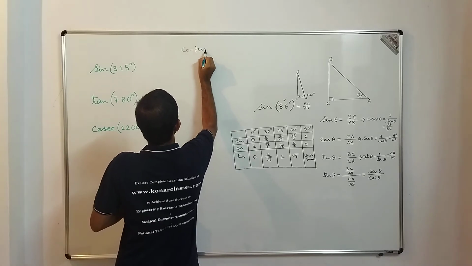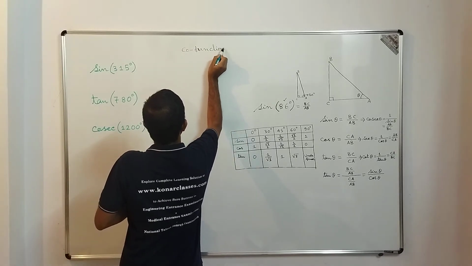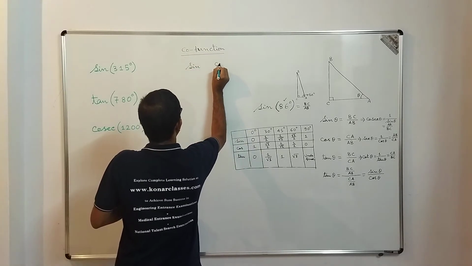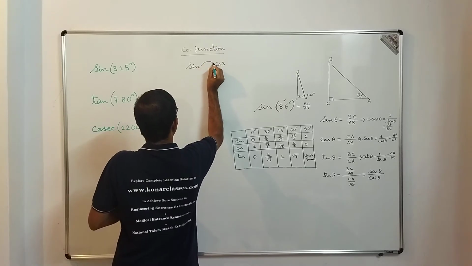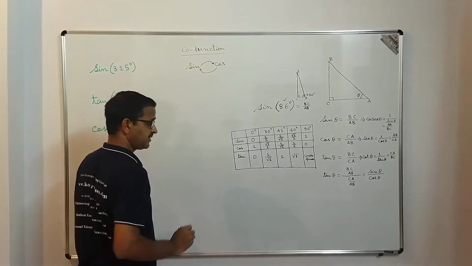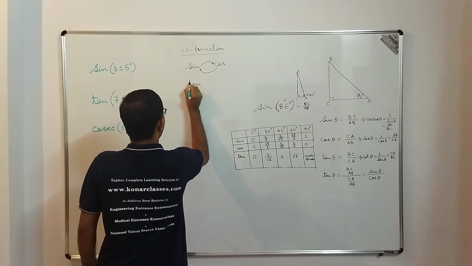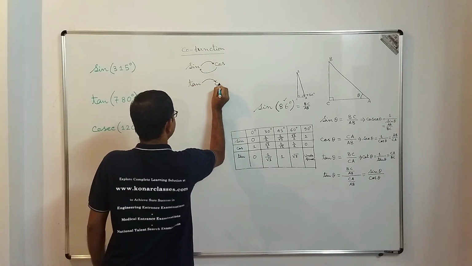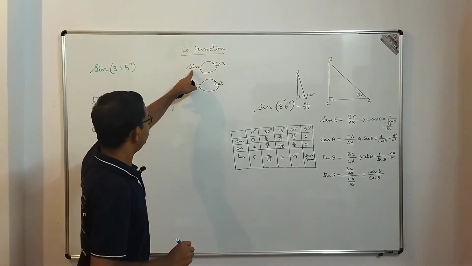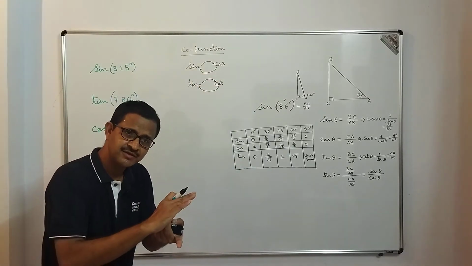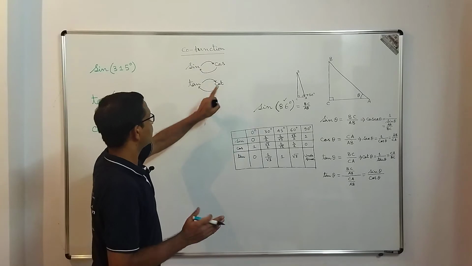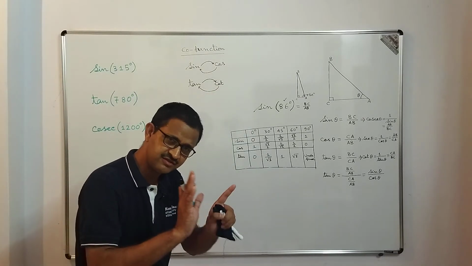Co-function. Sine's co-function is cos, remember it. So cos's co-function will be sine. Tan's co-function is cot, and cot's co-function will be tan. Now as sine and cos are co-functions of each other, similarly cosec and sec are co-functions of each other. Tan and cot are co-functions of each other, so we are done with the co-function. That is the first one.